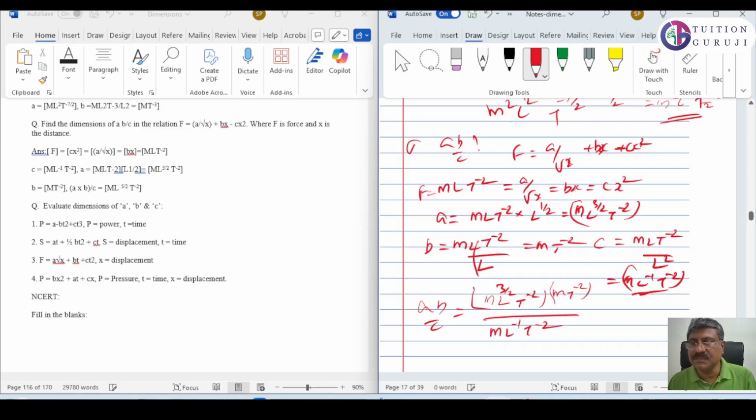So T to the power minus 2, m also will get cancelled. So we will get m L to the power 3 by 2 plus 1, then T to the power minus 2, which is equal to m L to the power 5 by 2 T to the power minus 2.